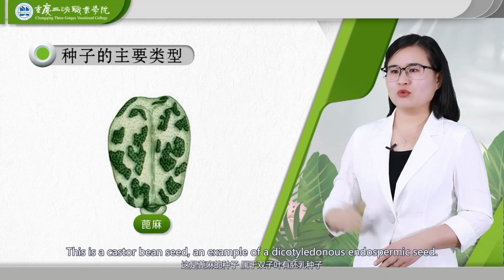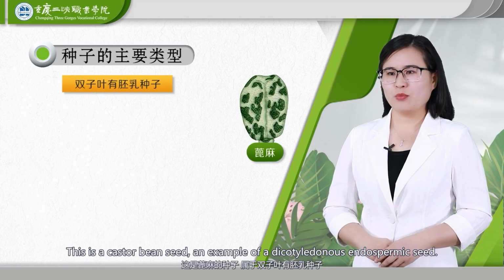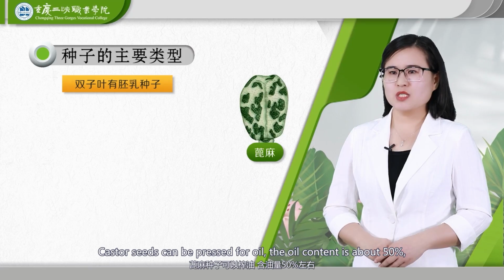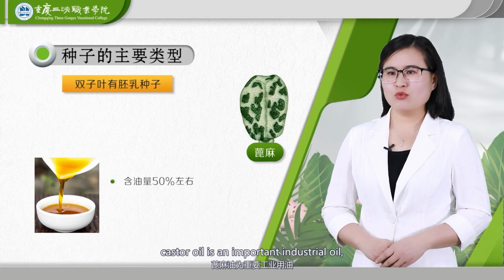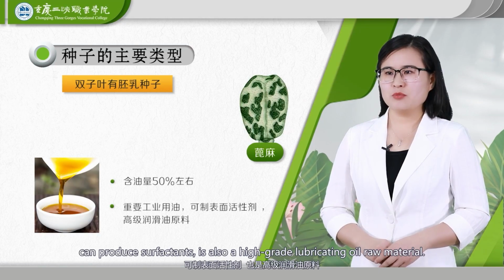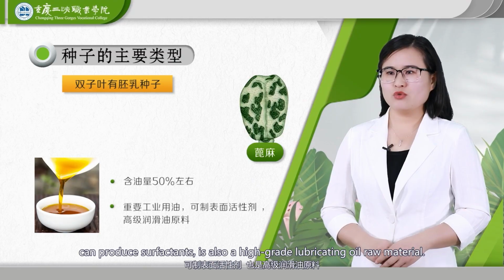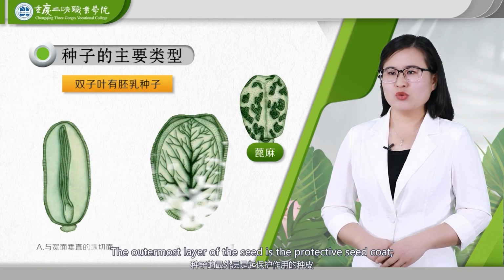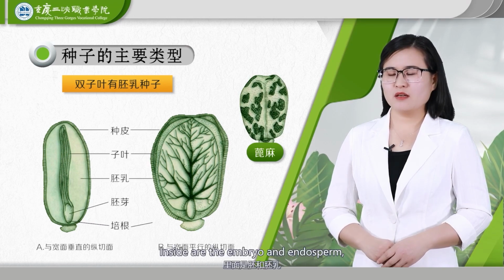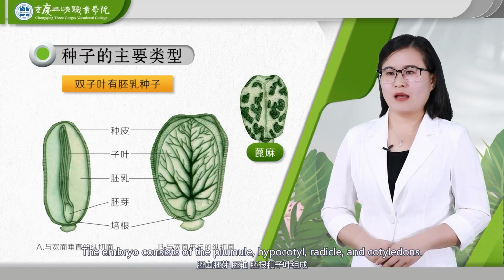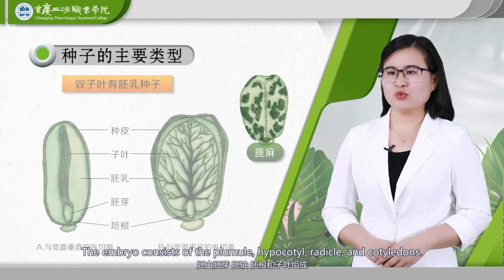This is a castor bean seed, an example of a dicotyledonous endospermic seed. Castor seeds can be pressed for oil. The oil content is about 50%. Castor oil is an important industrial oil, can produce surfactants, and is also a high-grade lubricating oil raw material. The outermost layer of the seed is the protective seed coat. Inside are the embryo and endosperm. The embryo consists of the plumule, hypocotyl, radicle, and cotyledons.